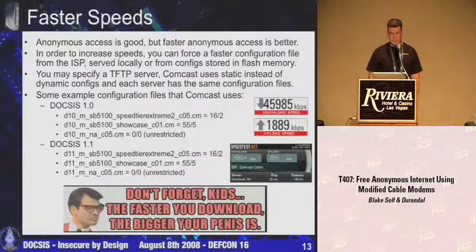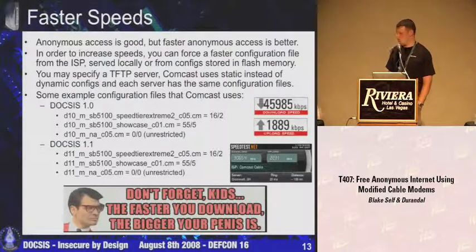So here are some example configuration files that Comcast uses. DOCSIS 1, they have the speed tier 2, which I think maybe on Theory Share they might talk about that. There's a site where people always seem to refer to that config, 16 down, 2 up. Then you have the showcase, which is generally the best one, 55 down and 5 up. And then you've got the NA, which is unrestricted, but an important thing to note is that it generally seems to only pull about 1.5 up, even though if you look in the actual config file, you see there's no restriction. It only pulls that 1.5 generally.